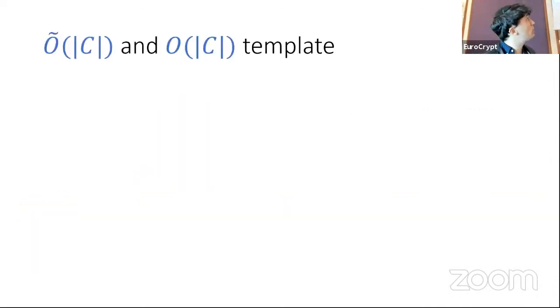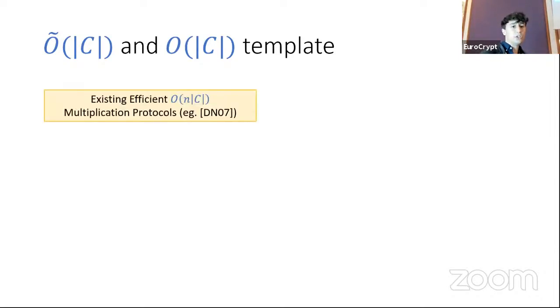I just want to quickly give you an idea of the flavor for how we actually achieve our results. And I'm going to start by going over the basic O tilde C or order C template from prior work. So what you do is you start out with an existing efficient multiplication subprotocol. So for instance, the multiplication protocol in DN07.